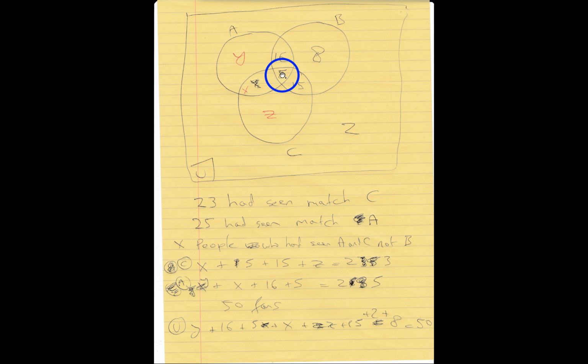16 have seen both A and B, so that's the 16, it goes in here. 15 have seen both B and C, that goes there. Okay, and then there's some stuff here. 23 had seen match C, and a total of 25 had seen match A. It's not clear how to do that, so we'll just keep that in mind. And then we had 2 people who didn't go to see any matches at all.